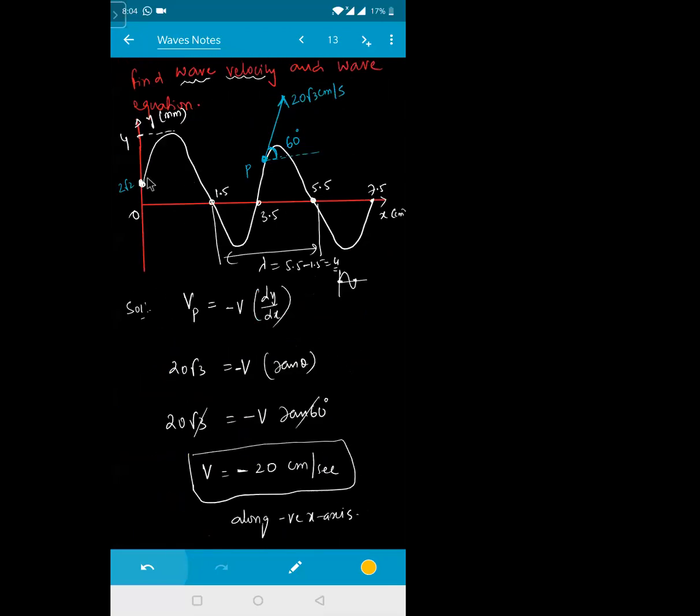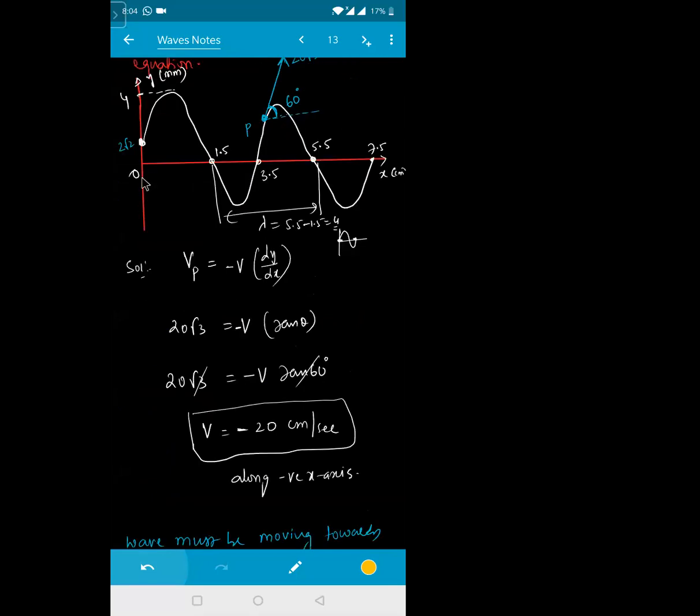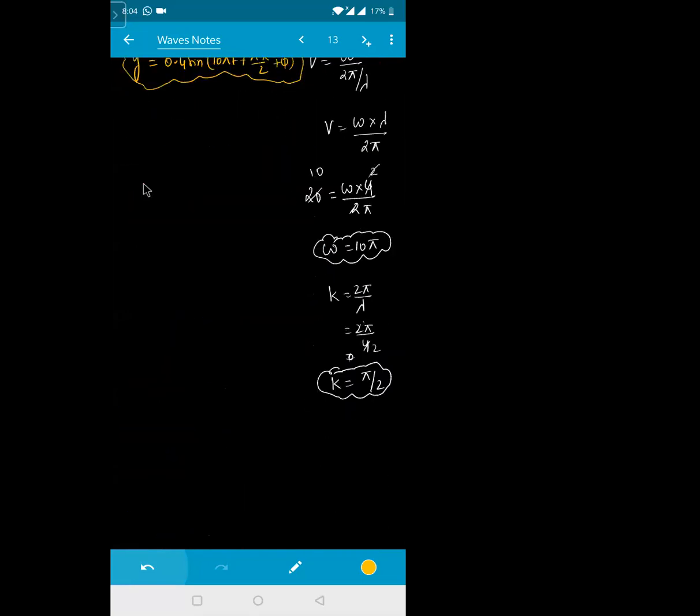Now, what is the initial phase? See, initially I am not at the origin. I am somewhere on the y-axis, so I need to calculate the initial phase. That means at t equal to 0. See how I am writing this very carefully. At t equal to 0, the x value will become 0.